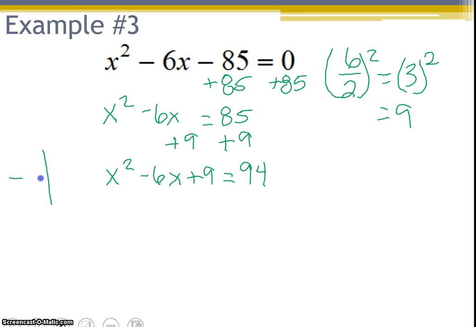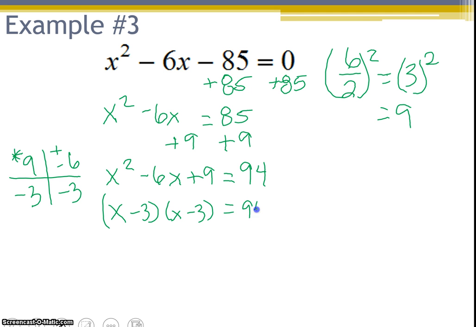Then I make my table, and I've got to multiply to get 9 and add to get negative 6. So this will be negative 3 and negative 3. Now I've got x minus 3 times x minus 3 is equal to 94. This is the same as x minus 3 squared equals 94. So I take the square root and I get x minus 3 equals the square root of 94. Well, I need to simplify that.